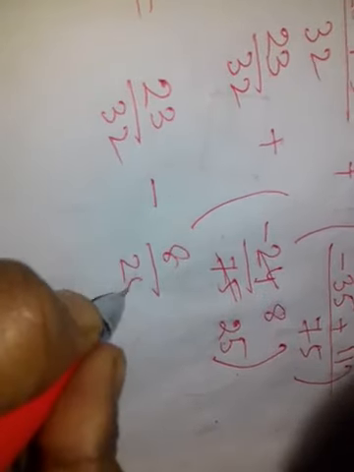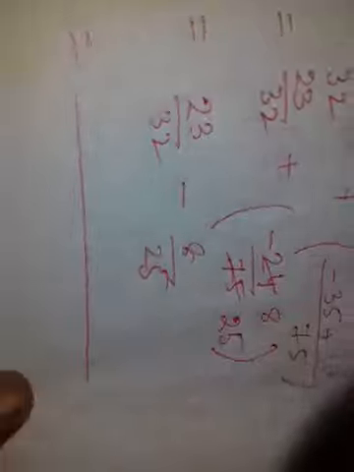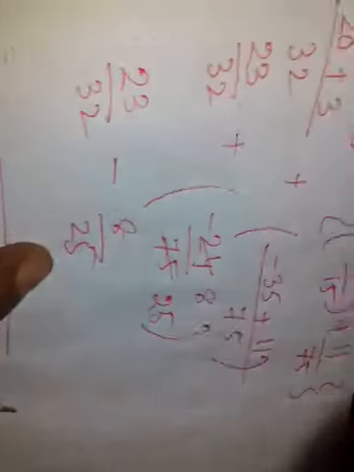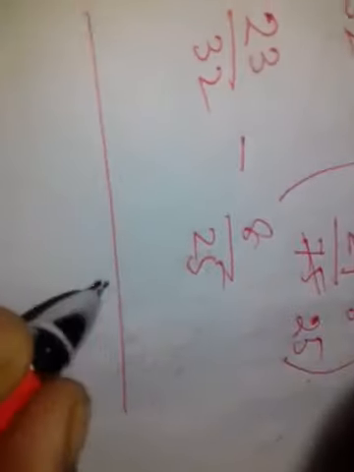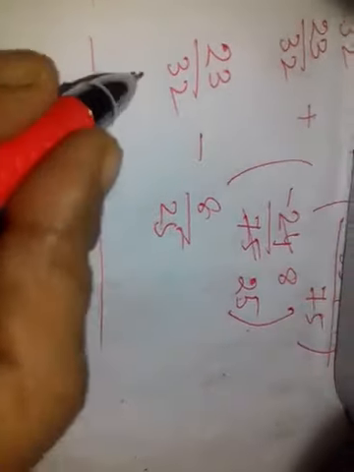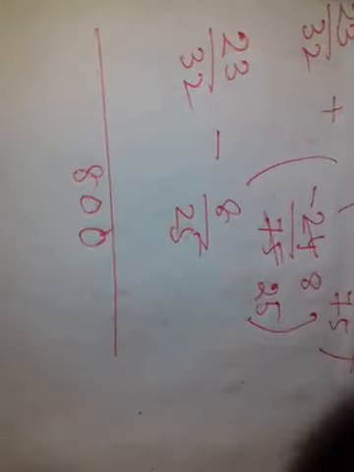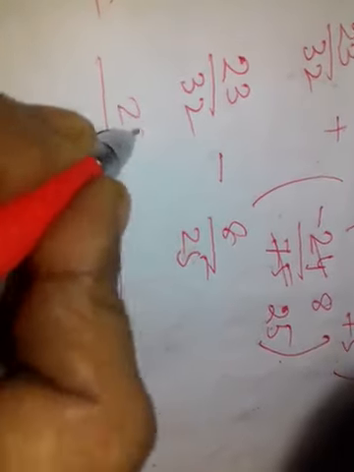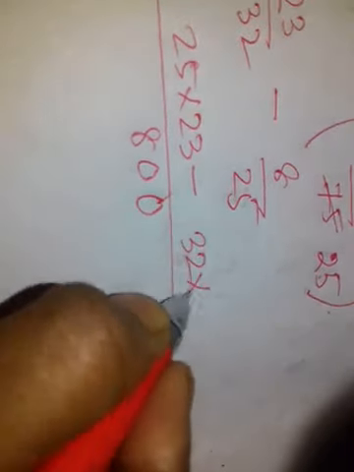Now the LCM of 32 and 25. They are prime to each other, so what will be the LCM? The product of this and this. 25 2s are 50, 0 carry 5. 25 3s are 75 plus 5, 80. So 800. Here it is 25 into 23 minus 32 into 8.